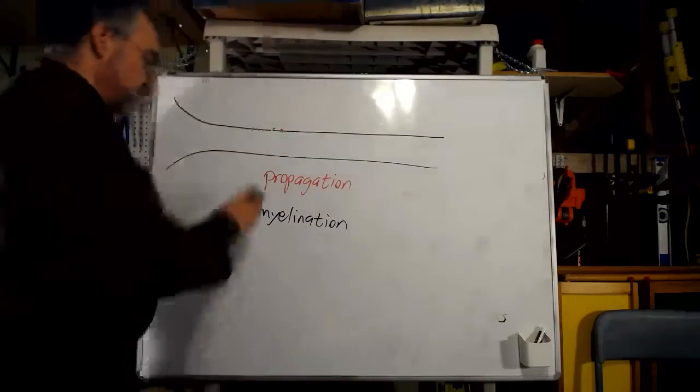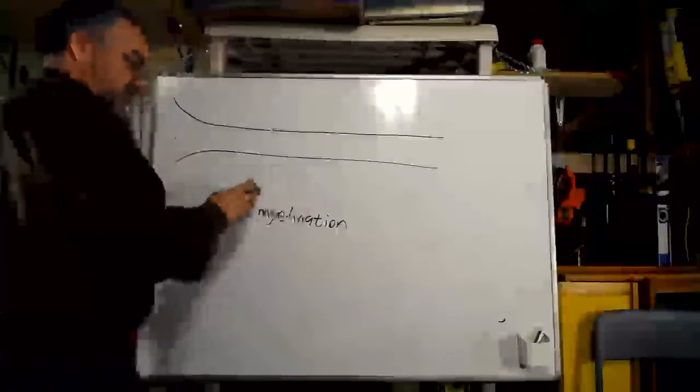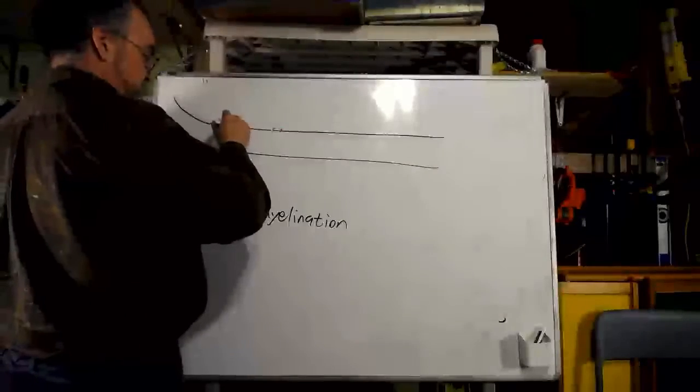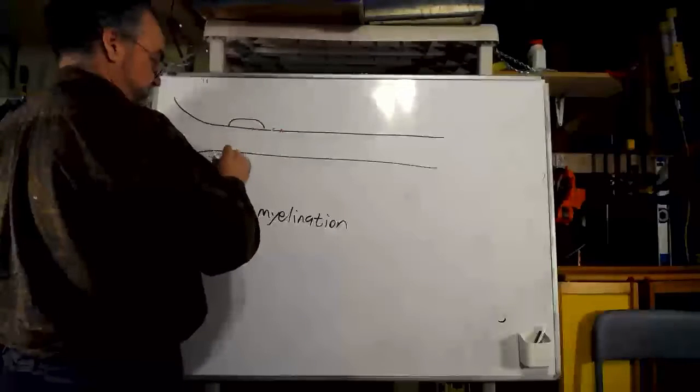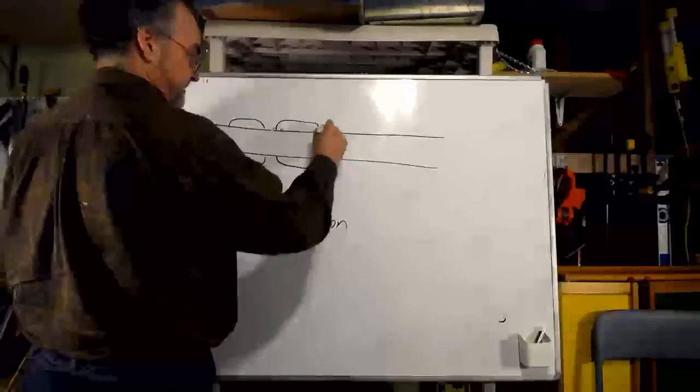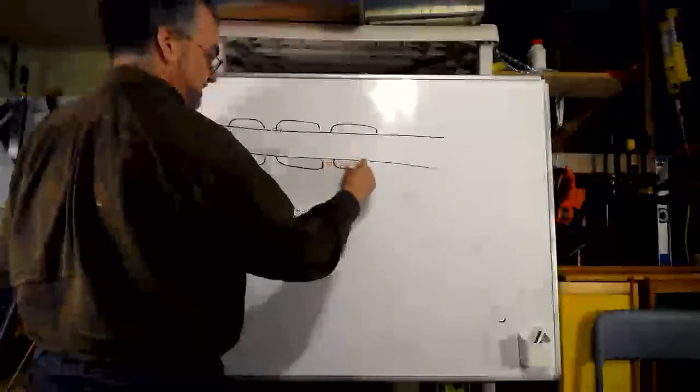Myelination means wrapping this axon in bundles of a substance called myelin. So it ends up in a cross-section looking like that.